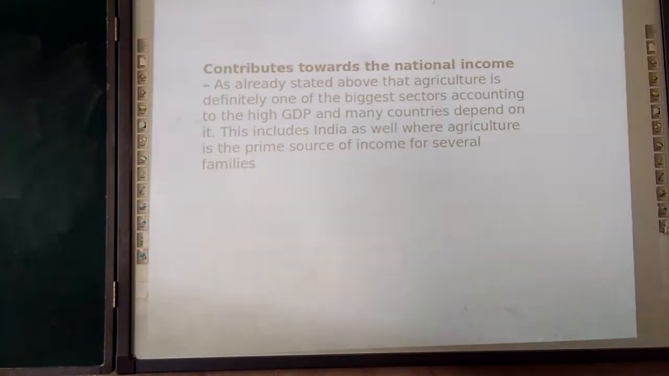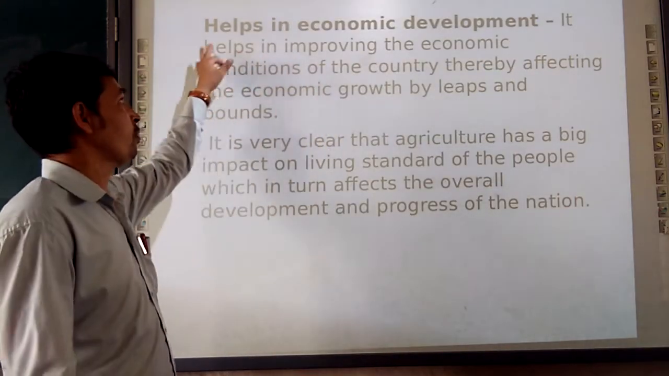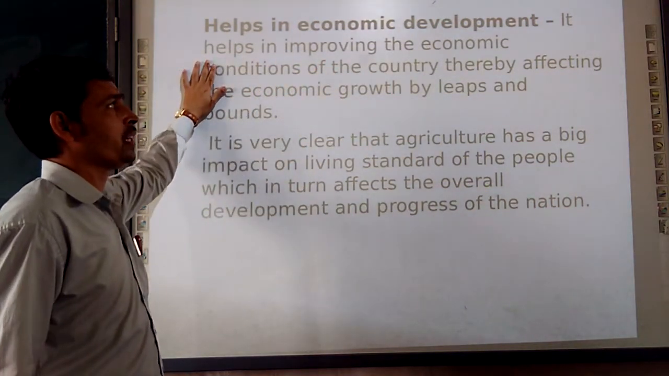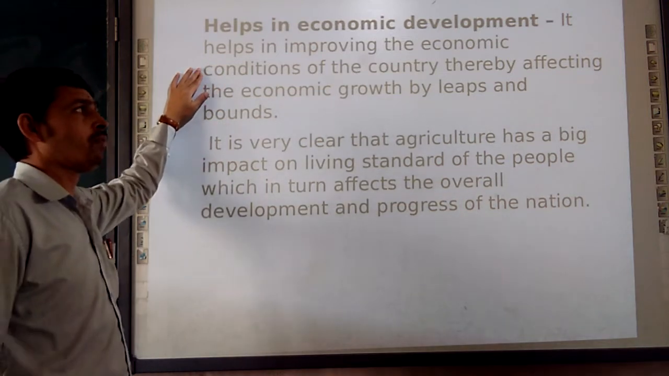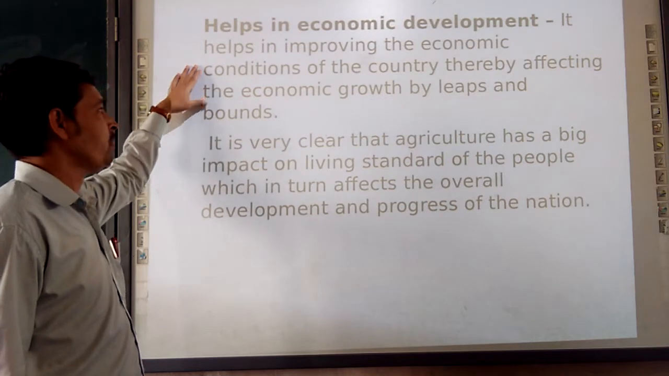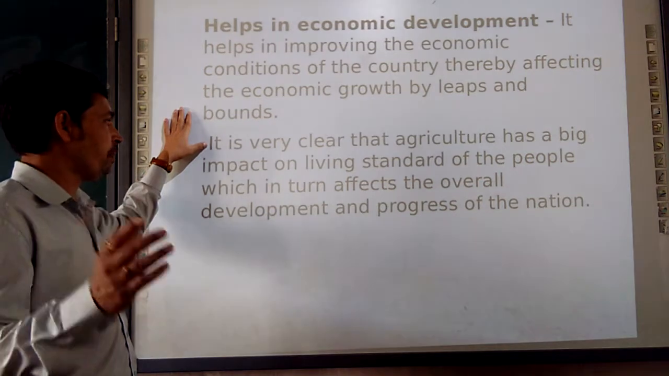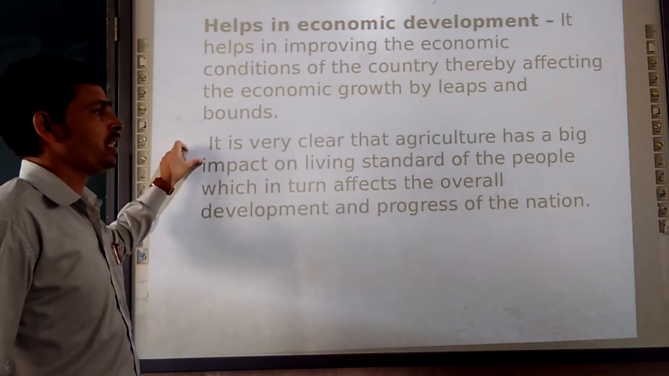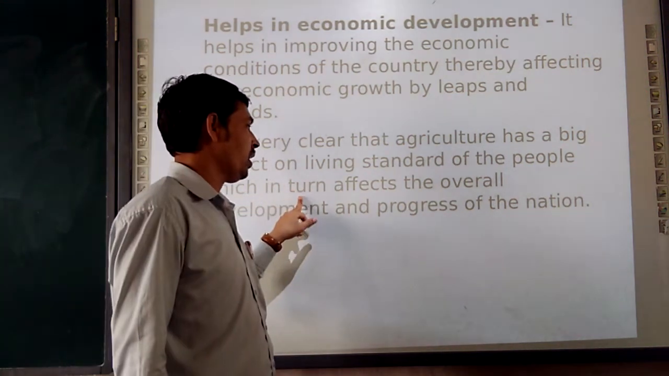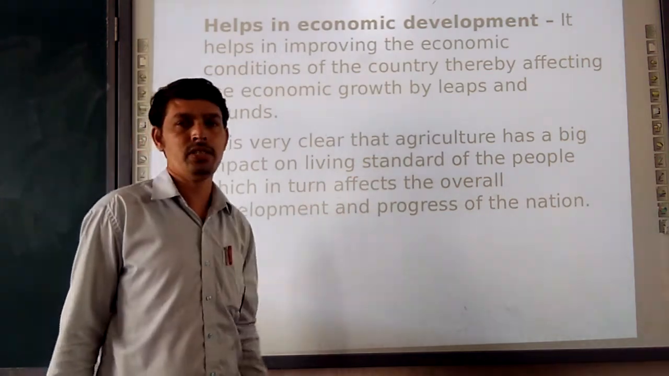Next, helps in economic development. So farming is also boosting and helping economic development. It helps in improving the economic conditions of the country, thereby affecting economic growth by leaps and bounds. It is very clear that agriculture has a big impact on the living standard of the people, which in turn affects the overall development and progress of the nation.